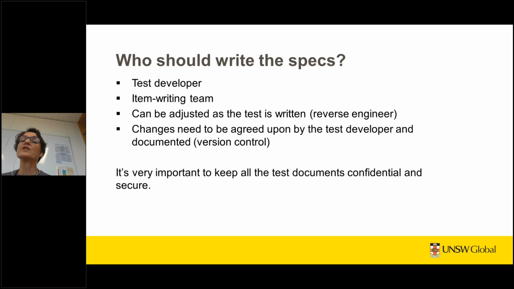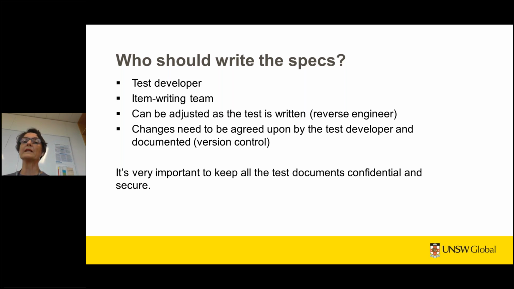But changes need to be agreed upon with a test developer. So if it's the item writing team that's developed the specs, then the item writing team should be involved with the reverse engineering. And these must be documented. You can get into enormous trouble with tests if you don't have good version control. There are so many documents, and different people have different documents, that it's really important to have very good version control.